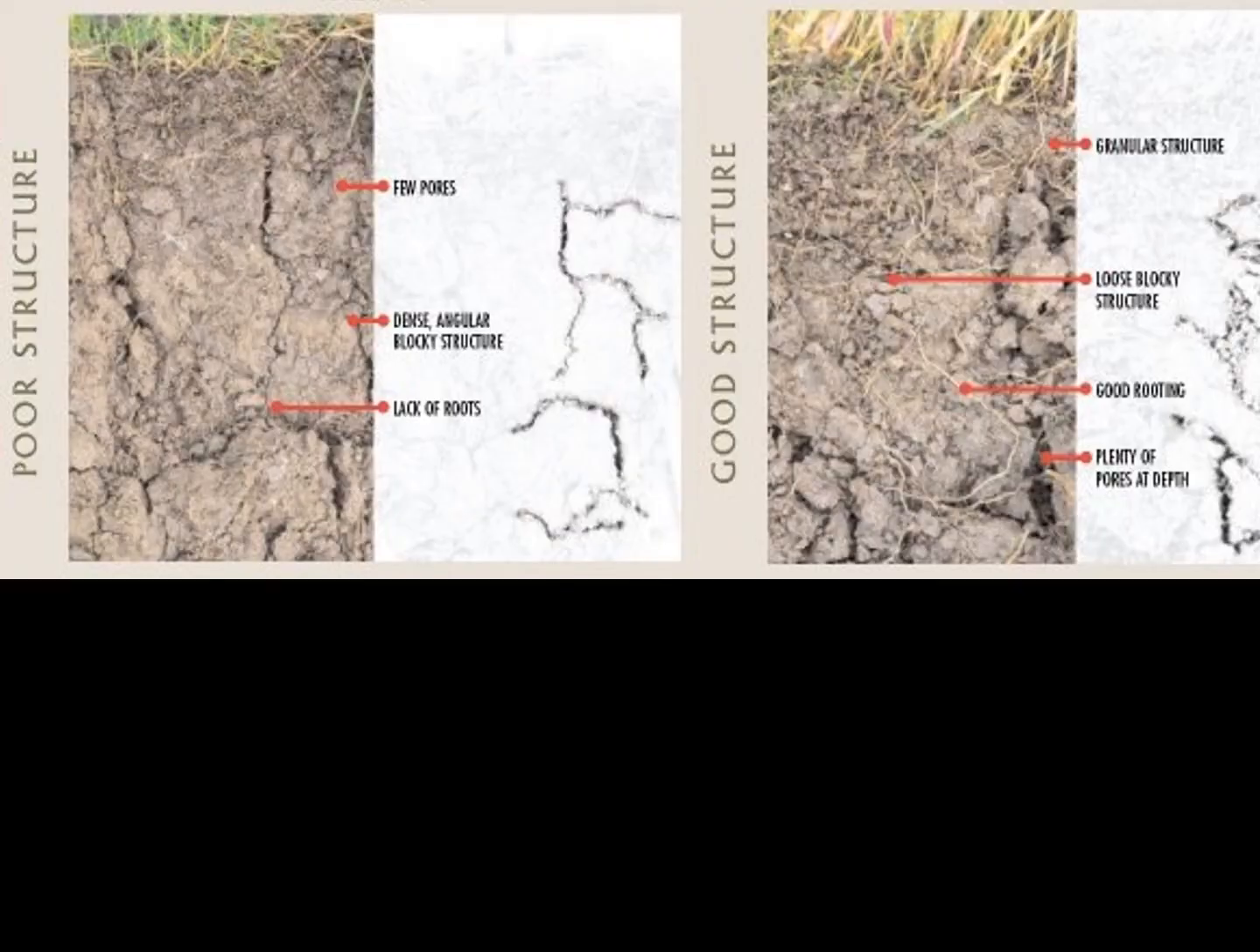So two diagrams here of soil, or photographs in fact. One described as poor structure, one described as good structure. This is in relation to soil health and the ability to grow plants. The soil with poor structure has a lack of roots in it. It has dense areas of soil that are tightly packed together and few spaces between it, few pores. Whereas the soil with good structure is described as granular. The bits of soil are sticking together but leaving spaces between them, and there are bigger gaps deeper into the soil, and the roots are going down deeper.